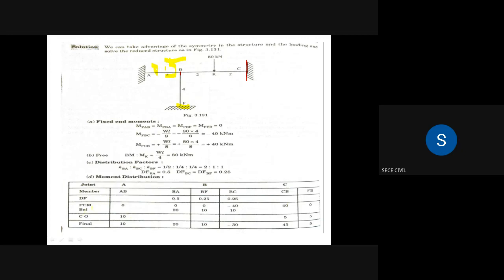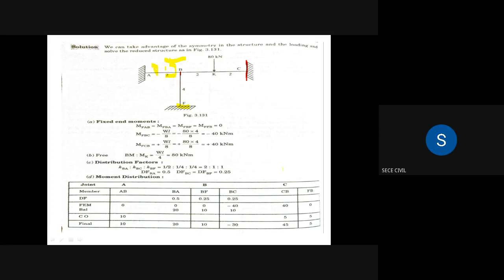Now we do balancing and carryover, only one step. At joint B, MBA plus MBF plus MBC should equal 0, but we have a value only at MBC, minus 40. To balance, we have to add plus 40 to make it 0. We can't add plus 40 directly, so we use the distribution factors. Plus 40 into 0.5 is 20, plus 40 into 0.25 is 10, and plus 40 into 0.25 is 10.